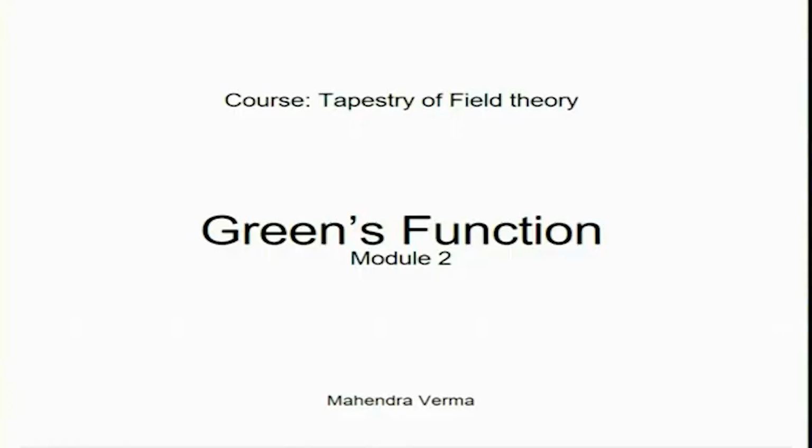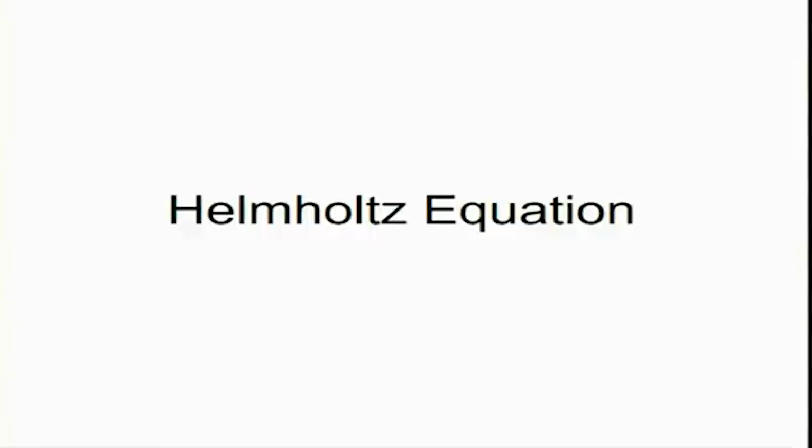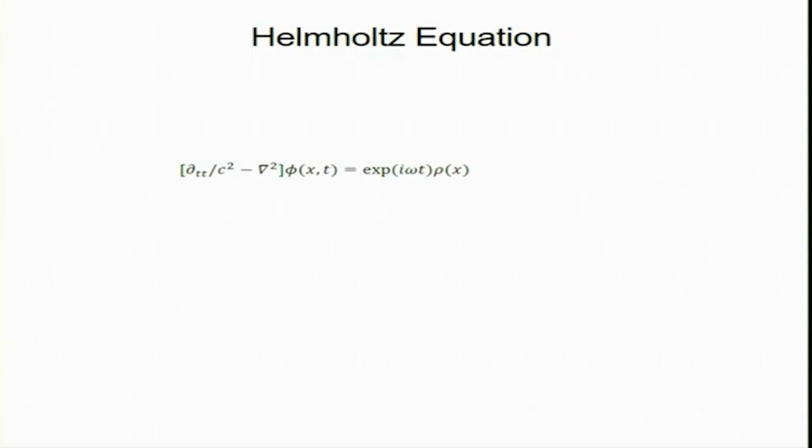So, now we will go to Green's function, continuation of Green's function. In the last module I had worked with the Poisson equation, right. So, we computed the Green's function for the Poisson equation. Now, we will do some more. So, Helmholtz equation, you will find this in this course. So, what is Helmholtz equation? This is the wave equation. Well, I am going to derive Helmholtz equation, just give me 1 minute.